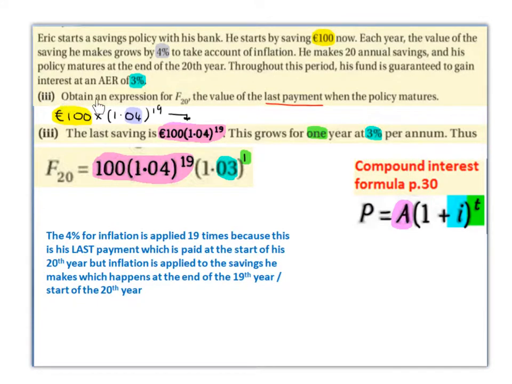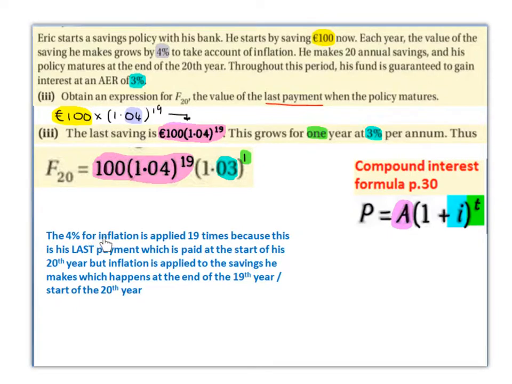Part 3. Obtain an expression for F20, the value of the last payment when the policy matures. Again, we use the compound interest formula. The last saving is €100 times 1.04 to the power 19. So the A is 100 times 1.04 to the power 19. So where did this come from? Well, again, the 100 came from the amount he saves. And the 0.04 comes from the 4% inflation. And it's to the power of 19 because at this point there's been 19 years of inflation.